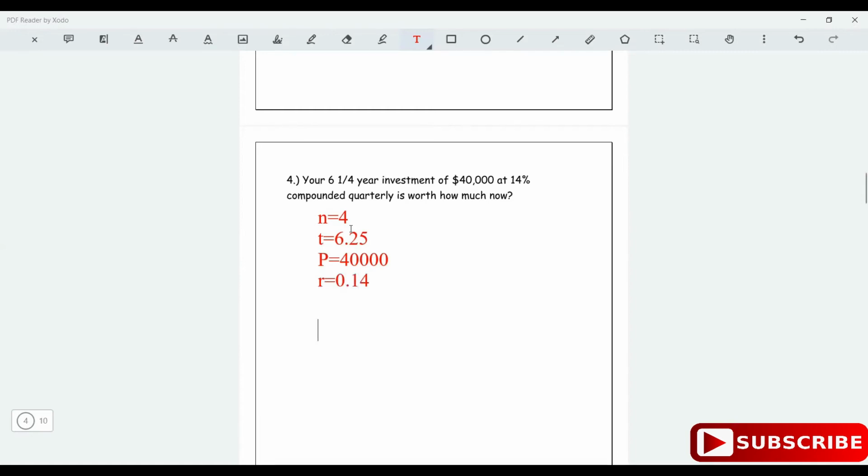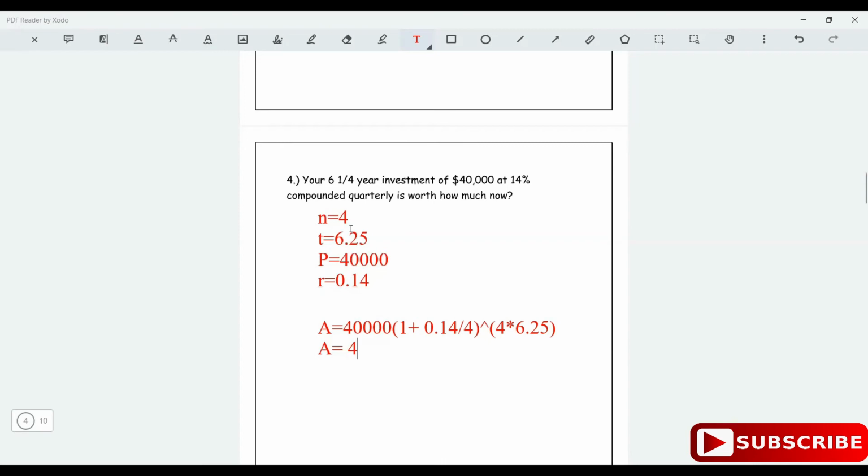So the amount that it's now at is equal to the principal of 40,000 times 1 plus r over n, which is 0.14, divided by n of 4. This is raised to the n times t, which is 4 times 6.25. So you're going to work this out in your calculator now.